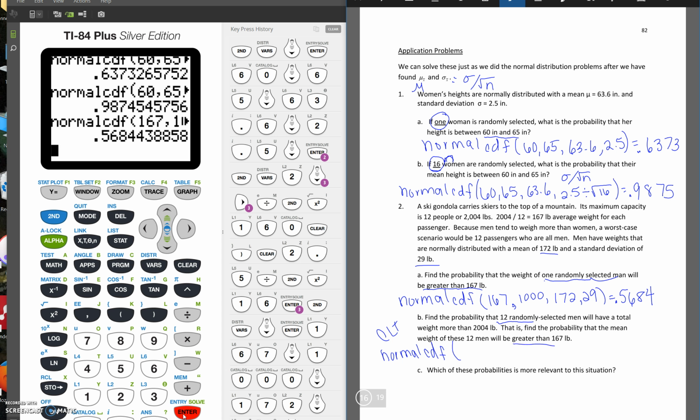So again, we want greater than 167. So we're going to do 167 up to 1,000. The mean's going to stay the same. So remember, for the standard deviation, we're going to do the standard deviation we were given divided by the square root of n. So we'll have 29 divided by the square root of 12.